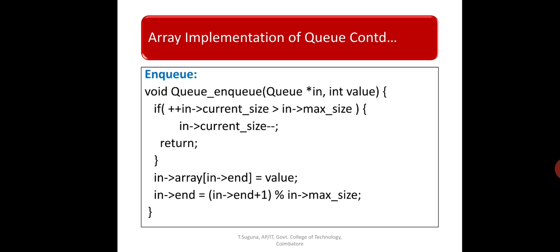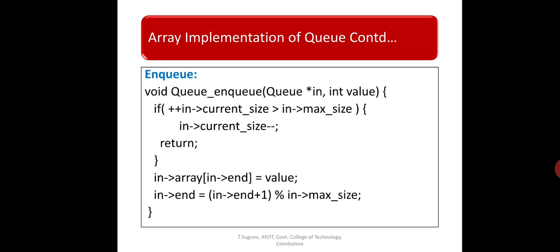a current element. This is shown in this code, void QNQ, where QN is the queue pointer, then the value we are going to insert into the queue. Increment the current size of the queue by performing ++ on current size, then compare it with the maximum size of the queue. If current size is greater than maximum size, which indicates that the queue is already full, we need not perform the insertion. For that, the incremented value is decremented to restore the previous value.